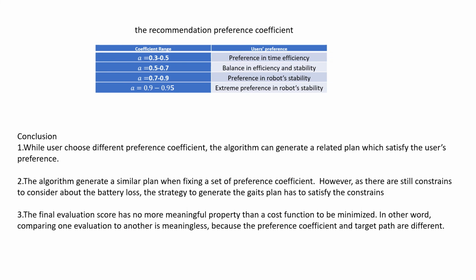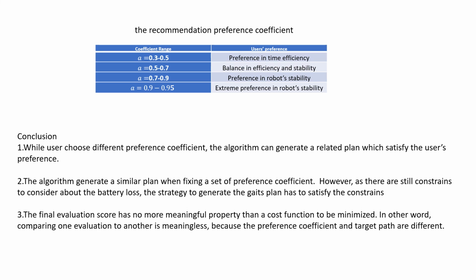From the experience of previous research, I generate a form of recommended preference coefficient table shown at the top of the slides. By analyzing all the results, I summarize 3 conclusions. The first one is, while users choose different preference coefficients, the algorithm can generate a related plan which satisfies the user's preference, which is my aim for the algorithm.